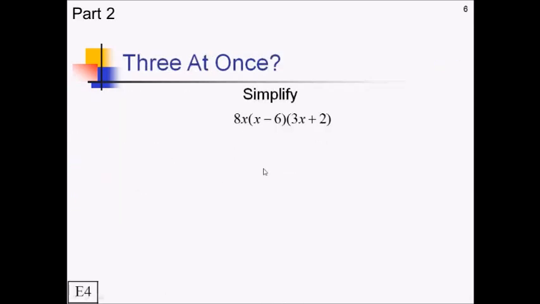We're going to take a look at some slightly trickier cases now. This is a common one where you have not 2 but 3 terms or factors to multiply together. So how can we do 3 things at once? Well, the answer is we can't.